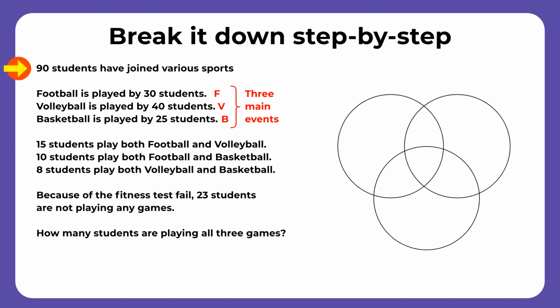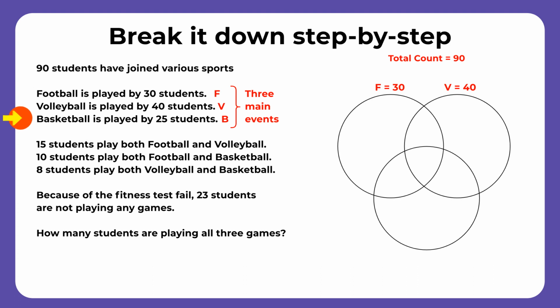Fact number 1. Total students count equals 90. Let's write it on the top of the diagram. Fact number 2. Football is played by 30 students. Let's assign this value to the first circle. Fact number 3. Volleyball is played by 40 students. Let's assign this value to the second circle.